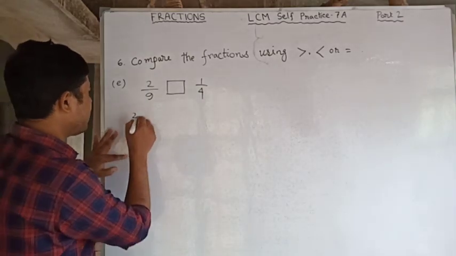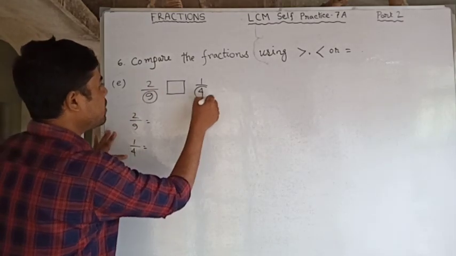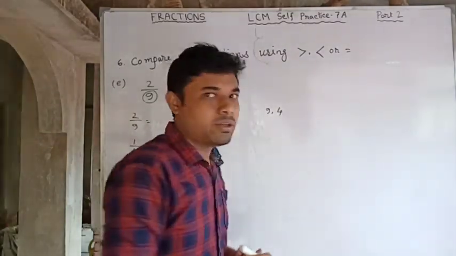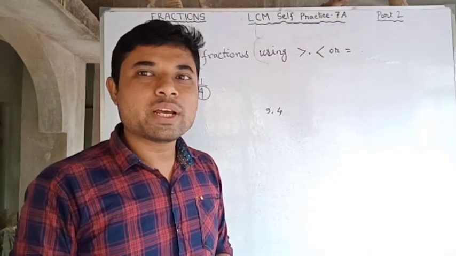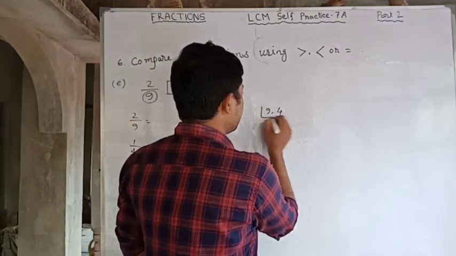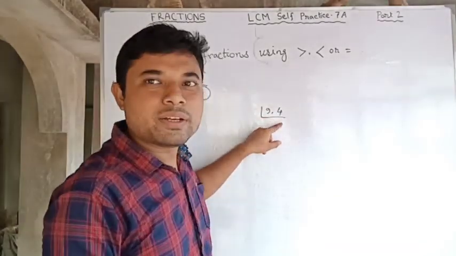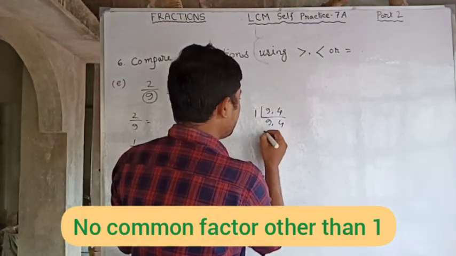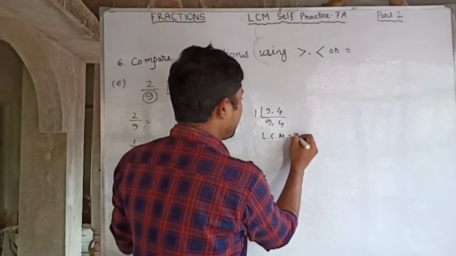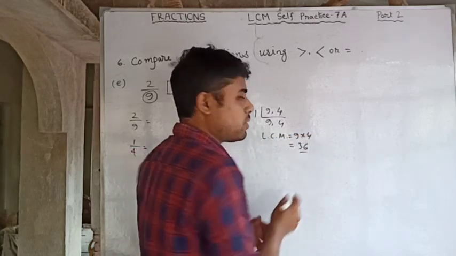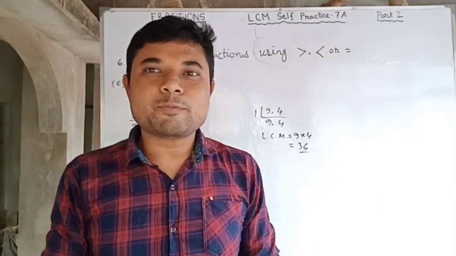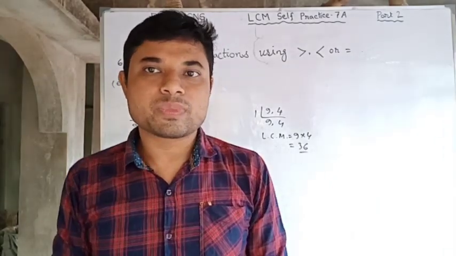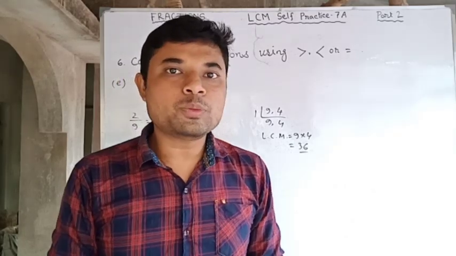So what are the denominators? Here 9, here 4. First we will find the LCM of 4 and 9. Look, do 4 and 9 have any common factor? No common factor, so LCM is equal to 9 into 4, which is 36. So what is the rule? The first step is to find the LCM of the denominators. Is it clear?